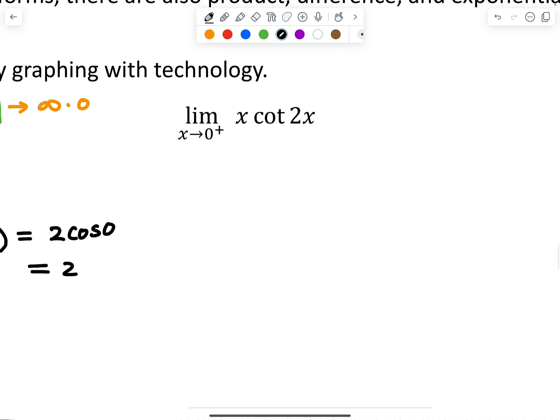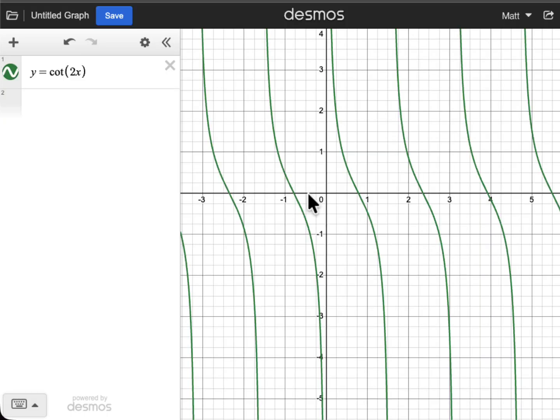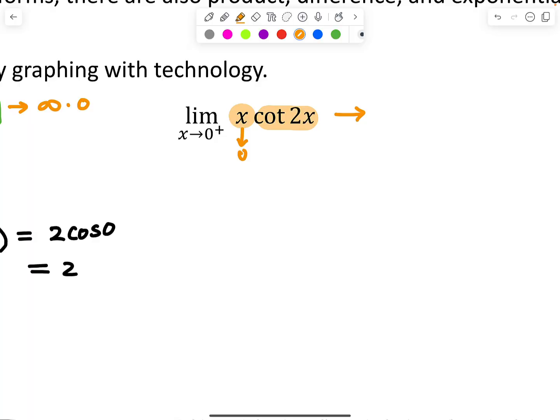The next product indeterminate, this time x is approaching 0 from the right, so this x will just approach 0, but then we have to remind ourselves what cotangent does near 0. Here's a graph of the cotangent of 2x by itself, and as x approaches 0 from the right, you can see that we have a vertical asymptote, and the outputs are approaching positive infinity. So this trig function will approach positive infinity. So overall, this does approach a 0 times infinity, which is a product indeterminate.